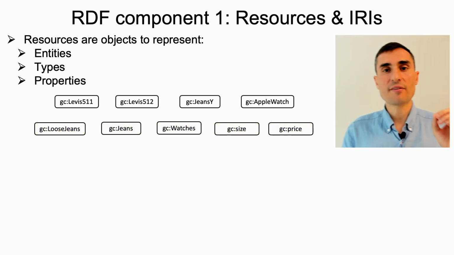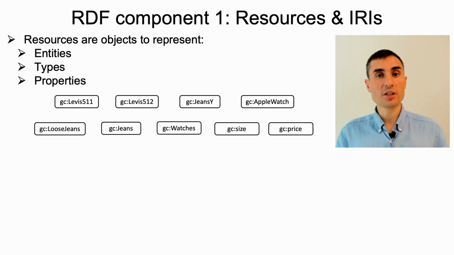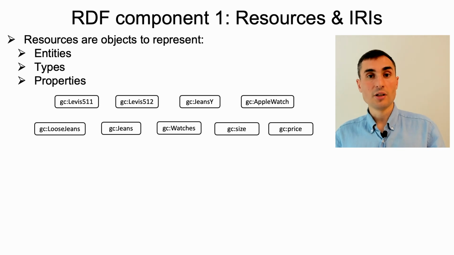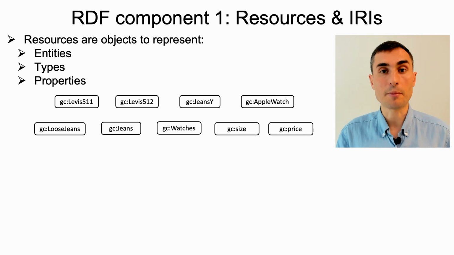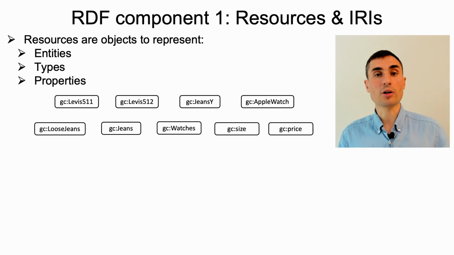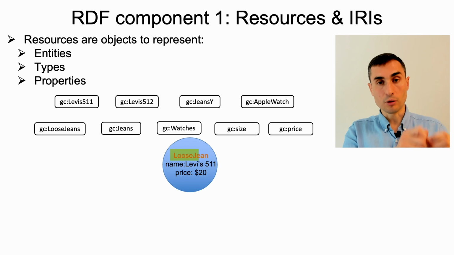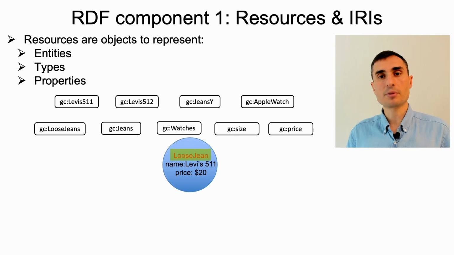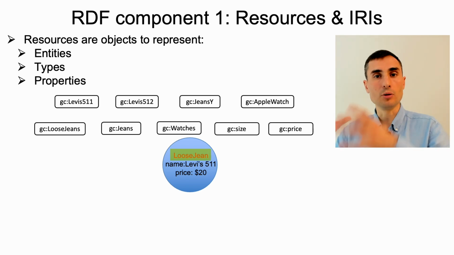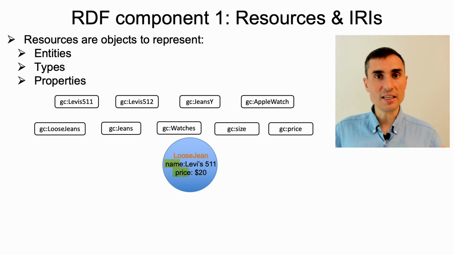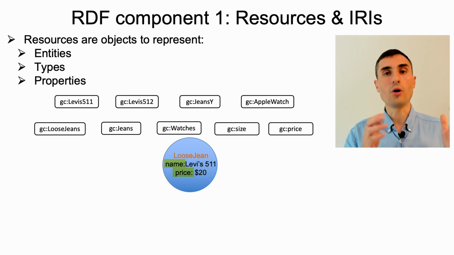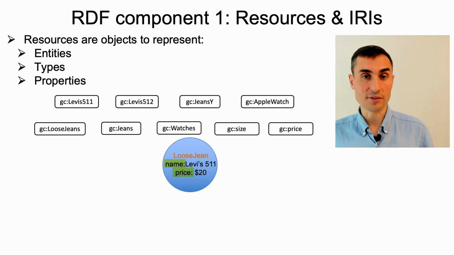Now, this is in fact a very important difference between RDF and the property graph model. Recall that in the property graph model, types are labels of nodes, but they are not nodes themselves. So, for example, if you wanted to represent Levi's 511 jeans and indicate that it's of type loose jeans, in the property graph model, you could have a node with label loose jeans, but you would not have a separate node to represent the type loose jeans. Similarly, in the property graph model, properties are the keys of the key-value properties you store on nodes, but they are not nodes themselves.